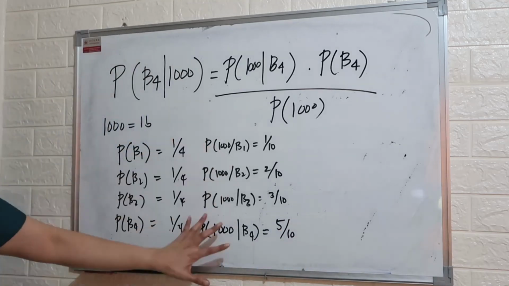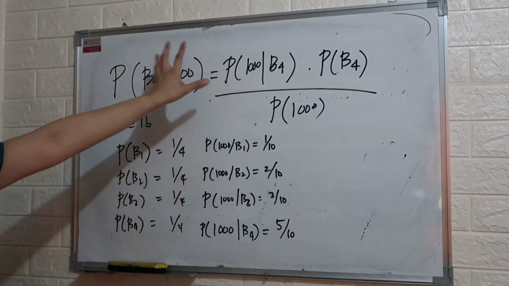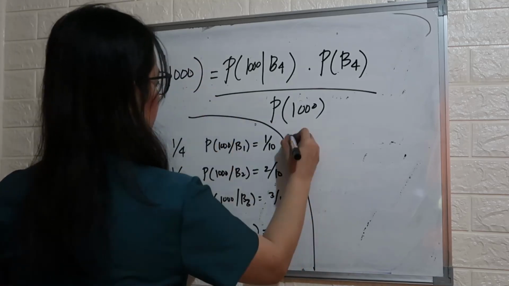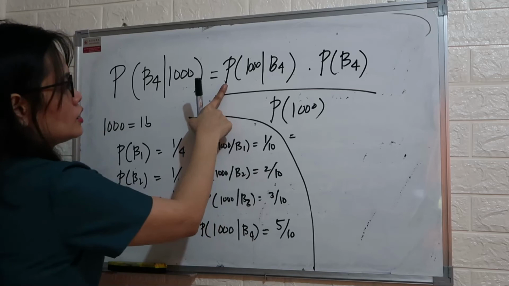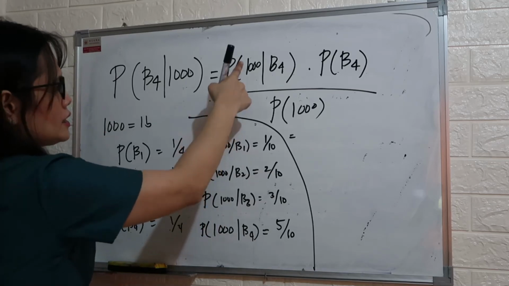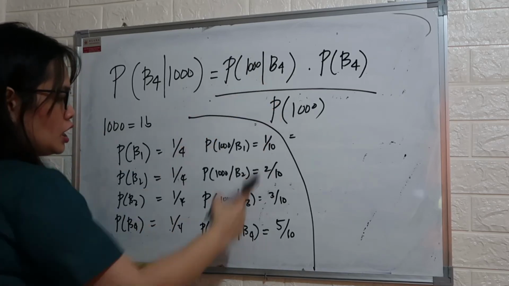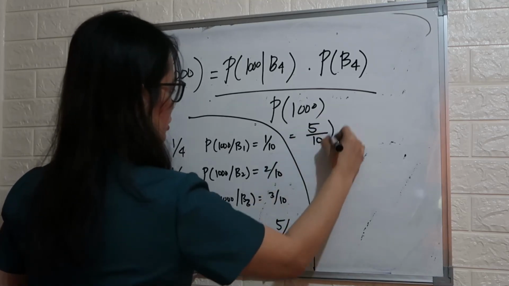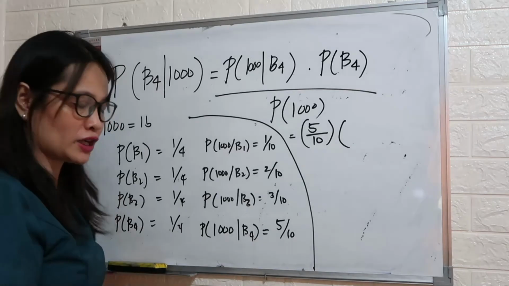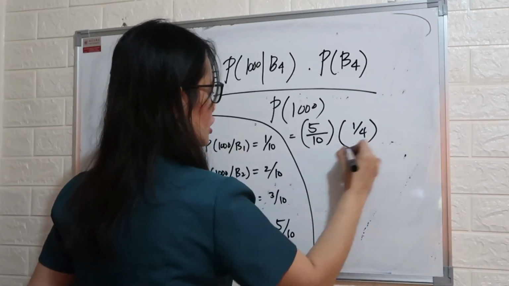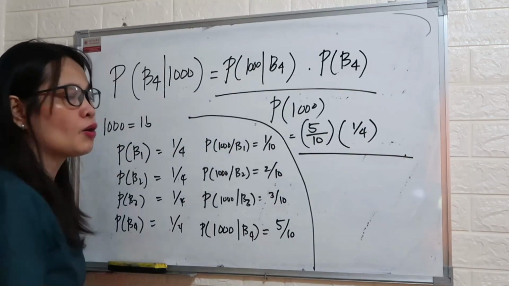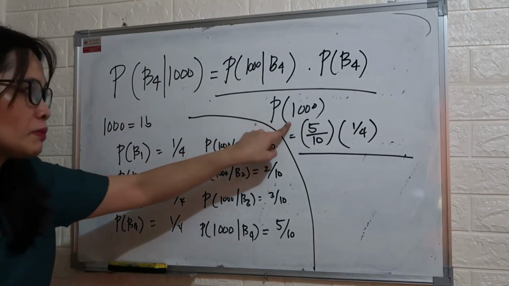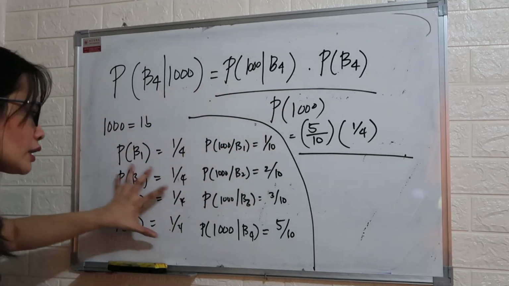After we write the givens, we can now substitute them into the formula. The probability of getting a 1,000 given box 4 is 5 over 10, multiplied by the probability of choosing box 4, which is 1/4, all over the probability of getting a 1,000 regardless of which box.